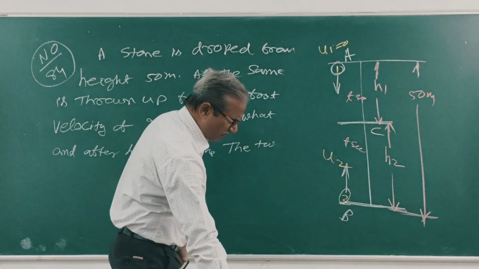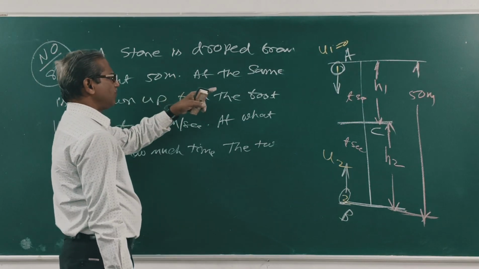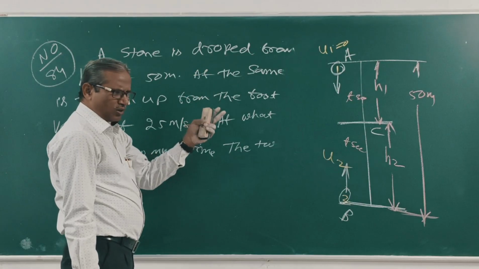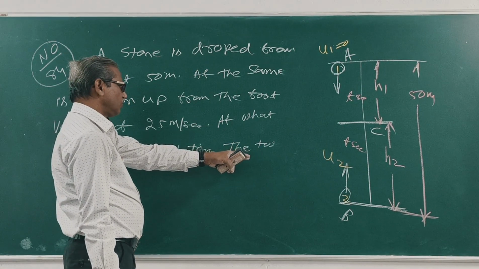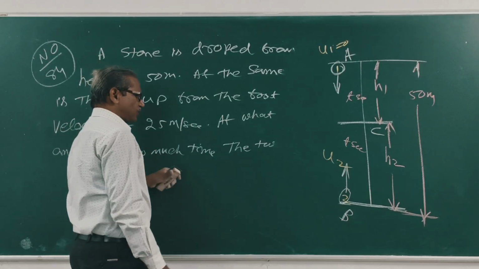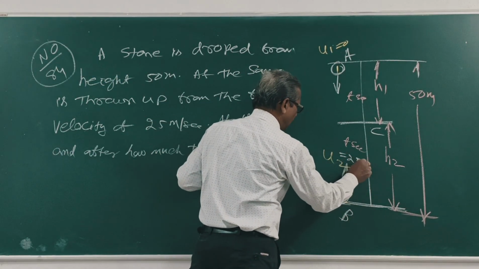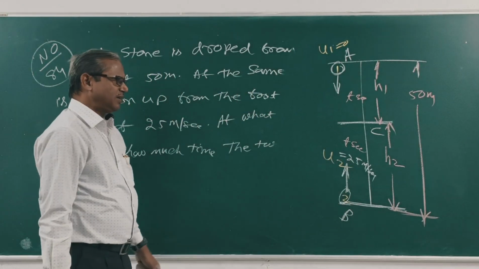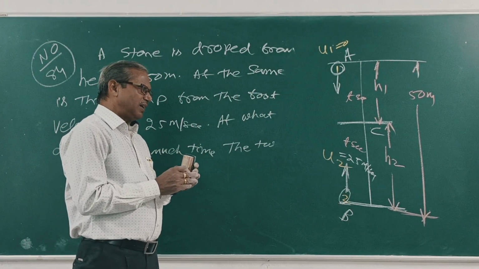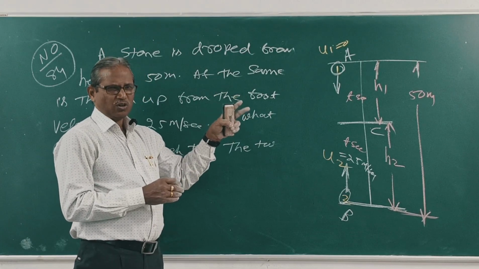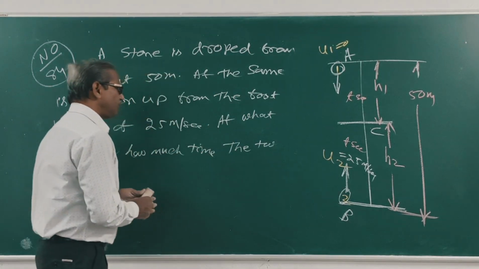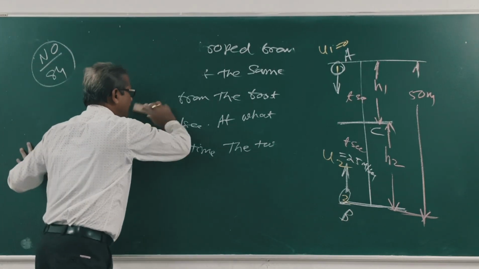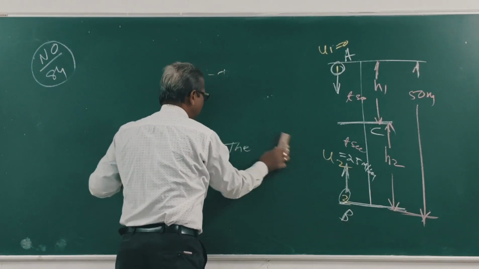Clear? The question is, a stone is dropped from the top of a tower of height 50 meter. At the same time, another stone rises upwards with the velocity U2. U2 is equal to 28 meter per second. Clear? Find the time taken to meet and the height H1 from the top or H2 from the bottom. Now, this is also an important question.